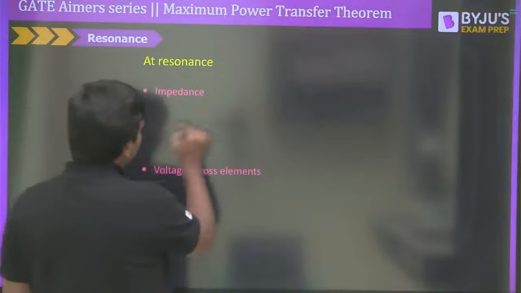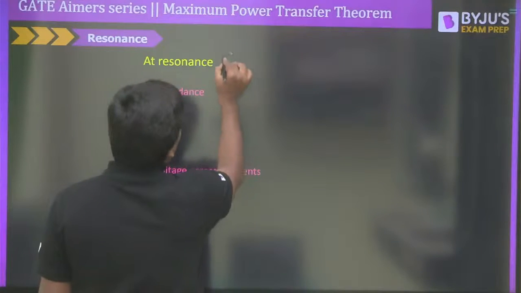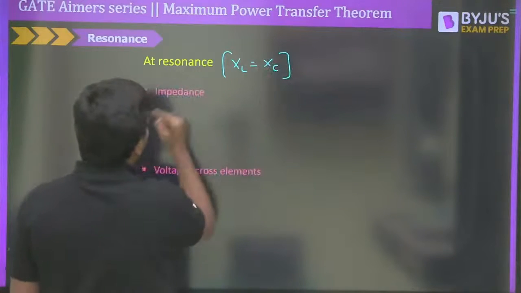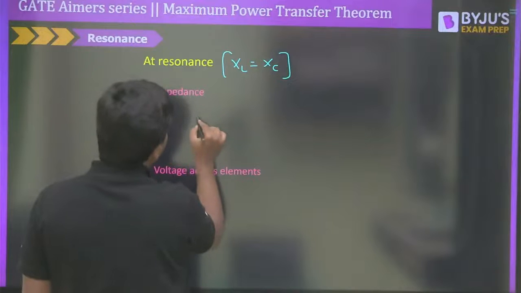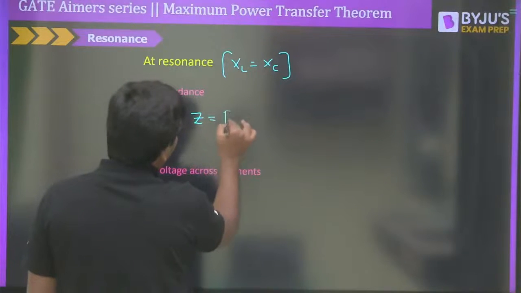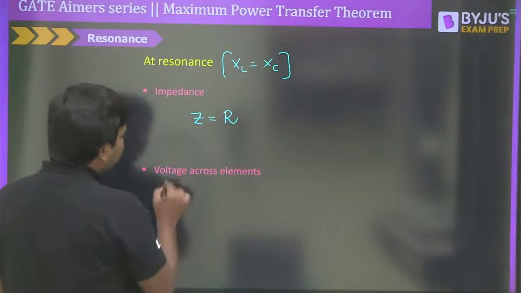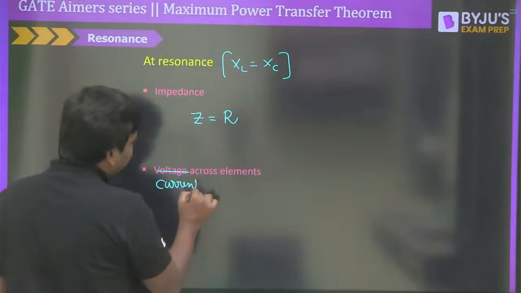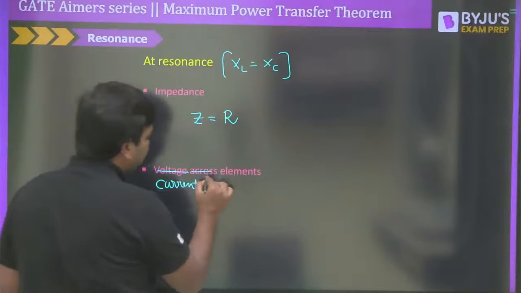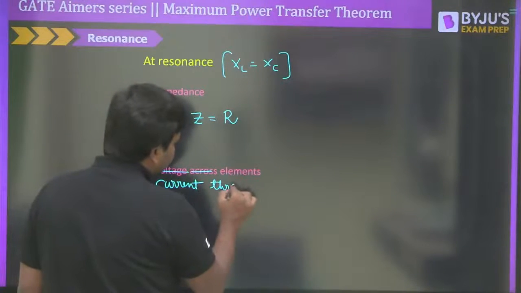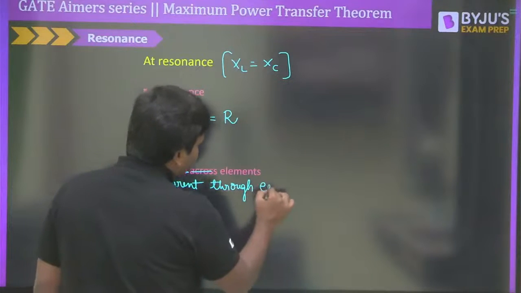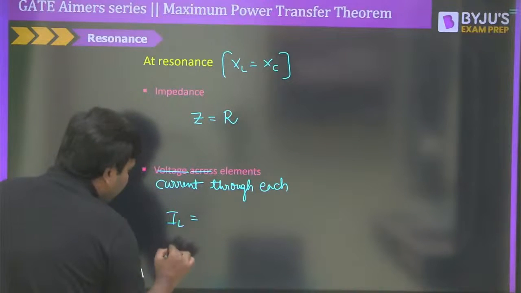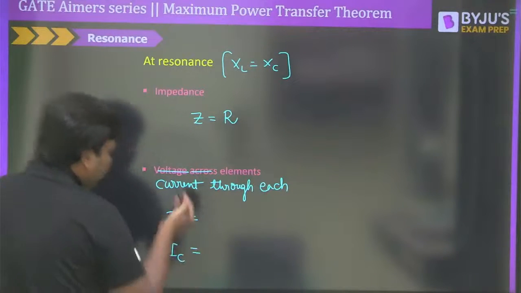And we have seen that at resonance, XL is equal to XC, that we have obtained already. And most importantly, the impedance Z must be equal to the resistance R at resonance. So we don't require the voltage across the elements. Rather, now we will be seeing the current through each and every element. So the current through each element.